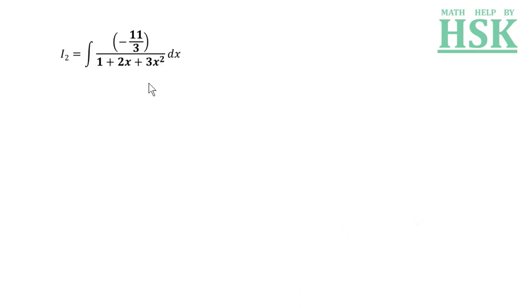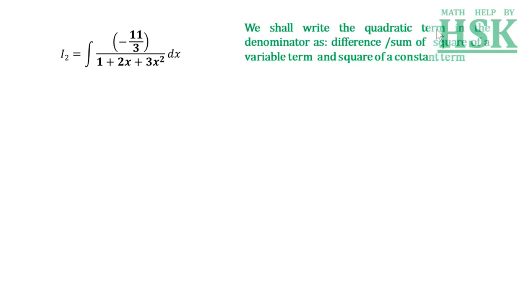Now taking I2, I see here that the integral is in the form of a constant upon a quadratic expression. So such types of integrals are solved by writing the quadratic term in the denominator as difference or the sum, whichever is possible, of the square of a variable term and the square of a constant term. Let us see how we are going to do it.